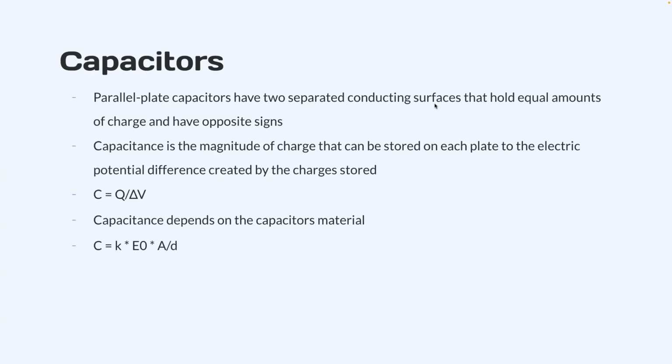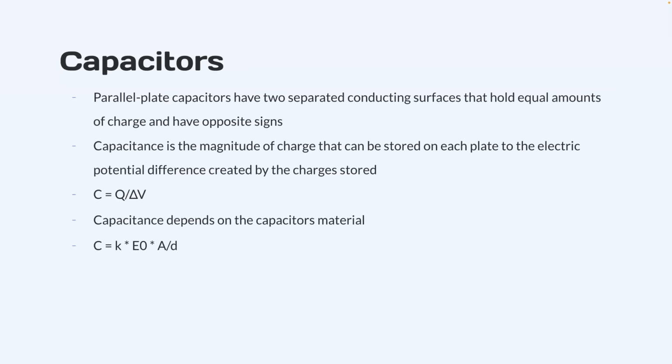Capacitors. Parallel plate capacitors have 2 separated conducting surfaces, and they hold equal amounts of charge with opposite signs. So it'll just have one side which is positively charged, separated by a distance from another side which is negatively charged. Capacitance is the ratio of the magnitude of charge that can be stored on each plate to the electric potential difference created by the charges stored. So C is equal to Q over change in V.